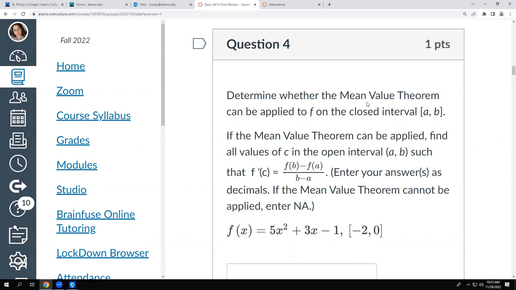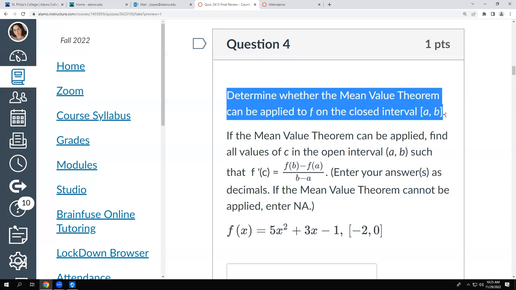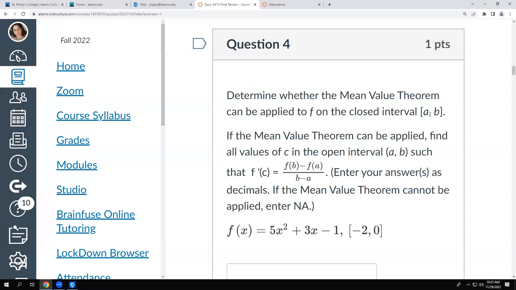So it says determine whether the mean value theorem can be applied to f on the closed interval a to b. In order for you to know whether or not it can be applied, your function has to be continuous on this interval. And this is a polynomial function, isn't it? Polynomials are continuous no matter what x is, right? They're continuous everywhere. So yes, it can be applied. That's not even an issue, okay?